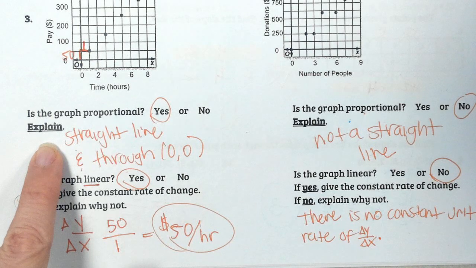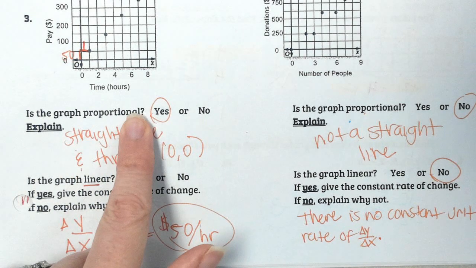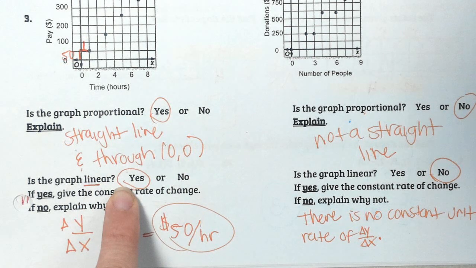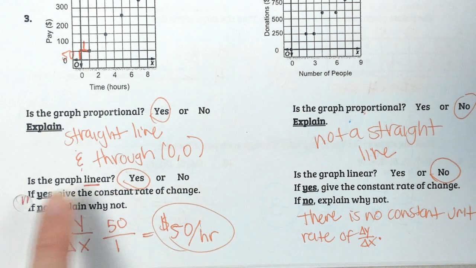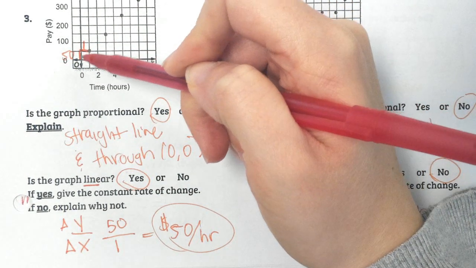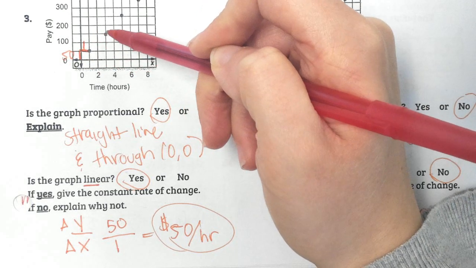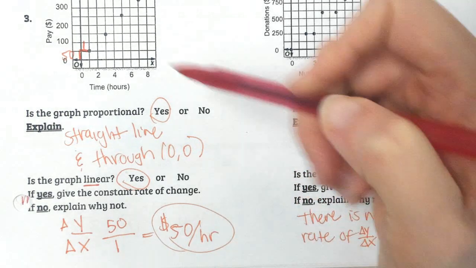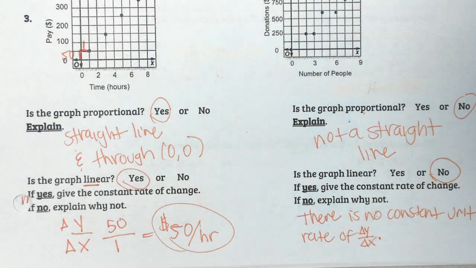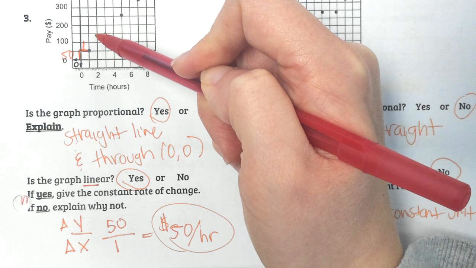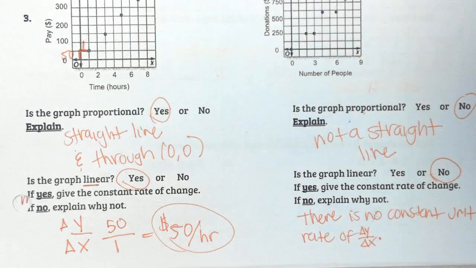Don't forget to explain. Then, is it linear? Well, guys, if it's proportional, proportional means straight line through the origin. So if it's a yes here, it absolutely has to be a yes here that it's a straight line. If it's a yes, it wants the constant rate of change. So I said here it went up by 50, it went over by 1. Okay, it's how it's changing. This one it went up by 100, over by 2. Either way, when I simplify, that's 50. Make sure you put a label on. It's $50 every hour it's changing. Up $50 over 1 hour, up $50 over 1 hour, and so on.